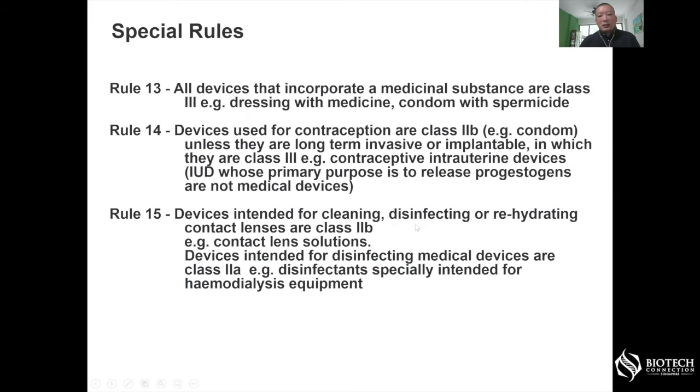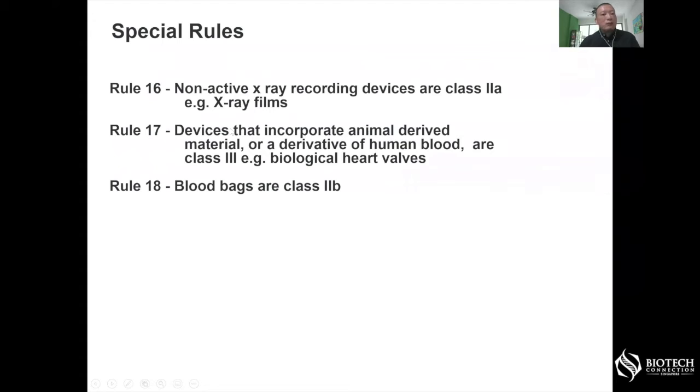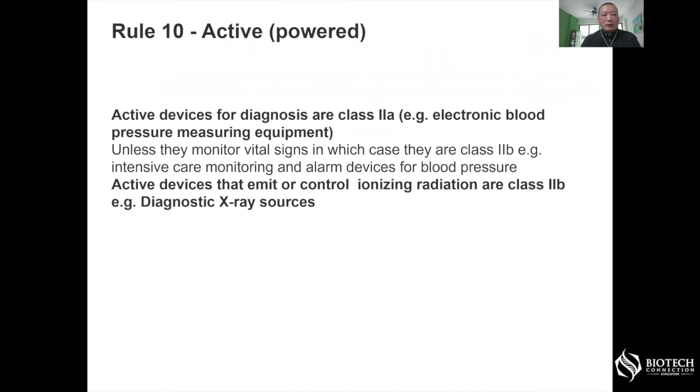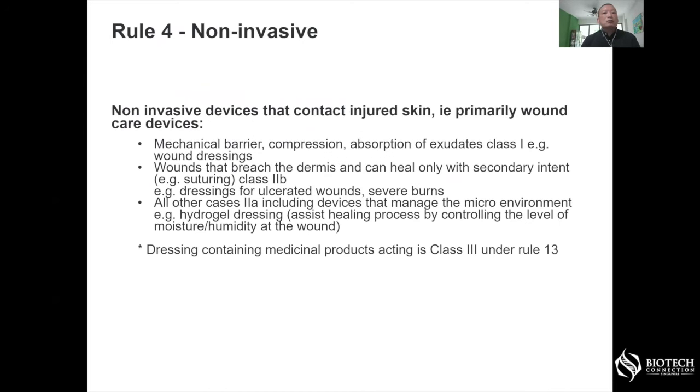If you are cleaning and disinfecting, or hydrating a contact lens, like contact lens solution, 2B. So you can see very straightforward. You straight away know whether you are here or not. And then your X-ray recording device, 2A. If you are including or incorporating any animal-derived material or human blood, like a biological heart valve, maybe coming from animal, that's Class 3, very high risk. If it's a blood bag, 2B. So see, very straightforward.